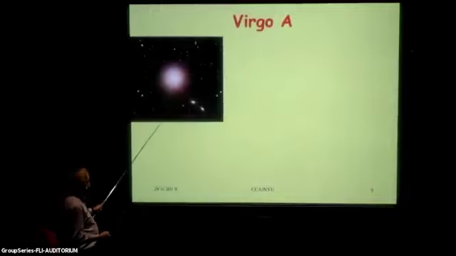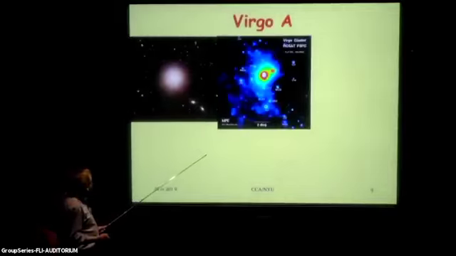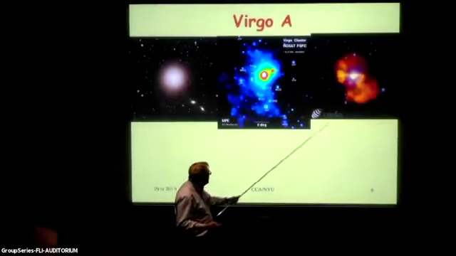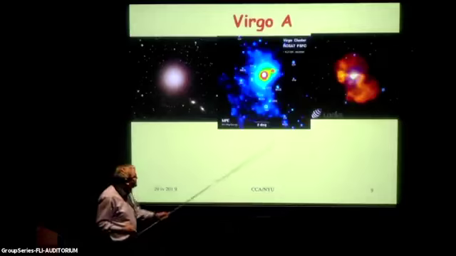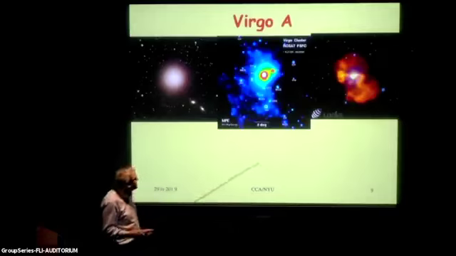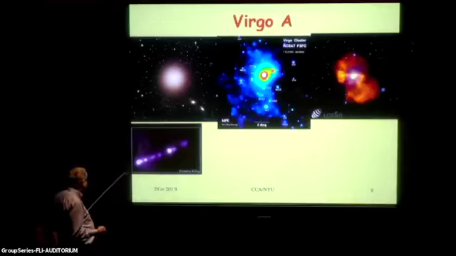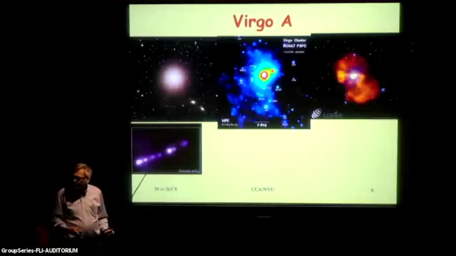So here's Virgo A. There's a jet sort of shown there. There's the cluster which is formed. Here's a low-frequency radio image. You can see the jets, and again, you're inflating the bubbles in the surrounding cluster. This is the X-ray image of the jet from the center. This is on the scale of about 2 kiloparsecs.